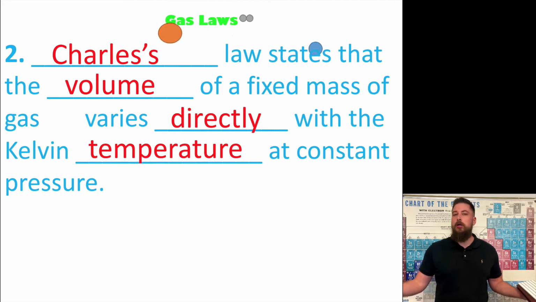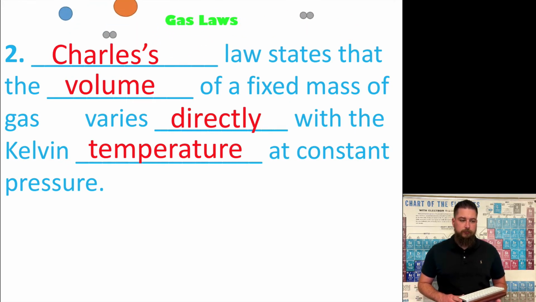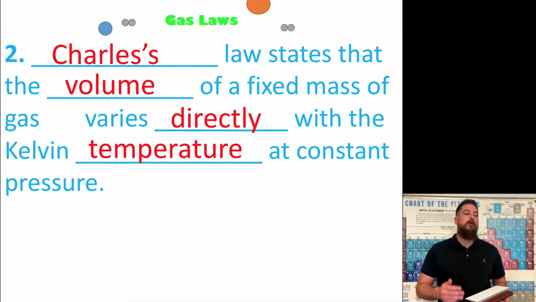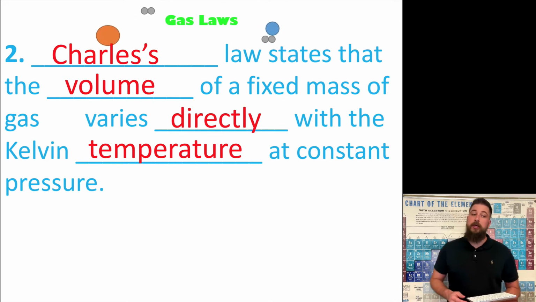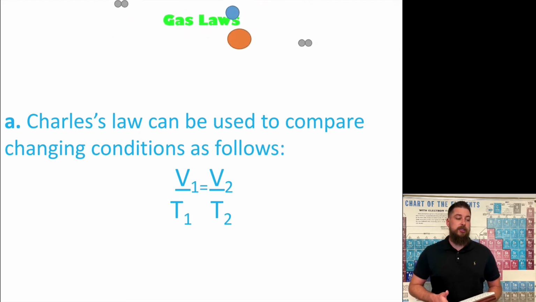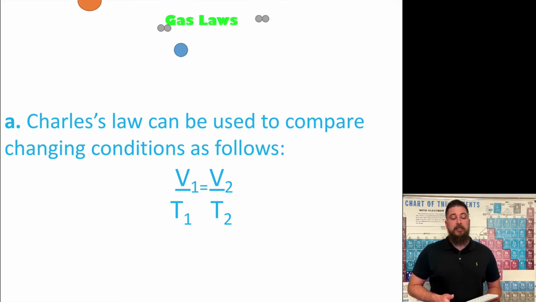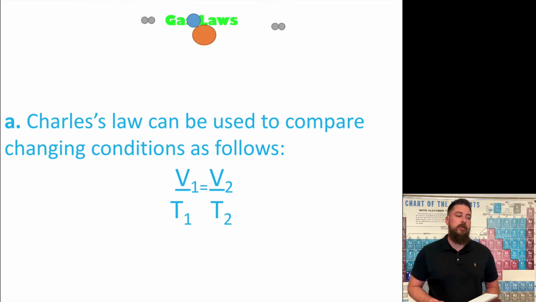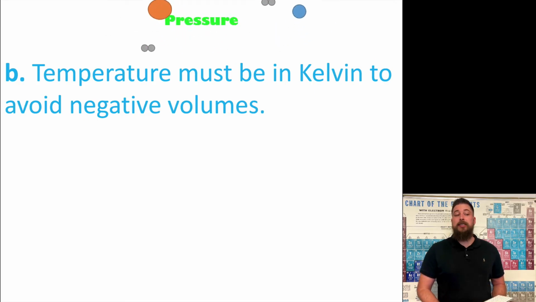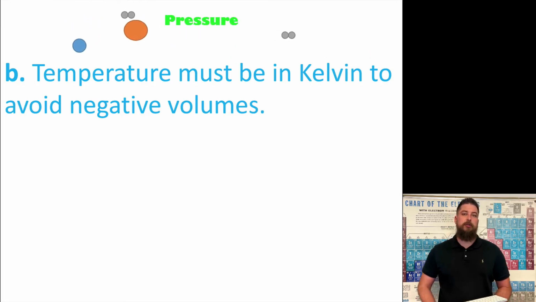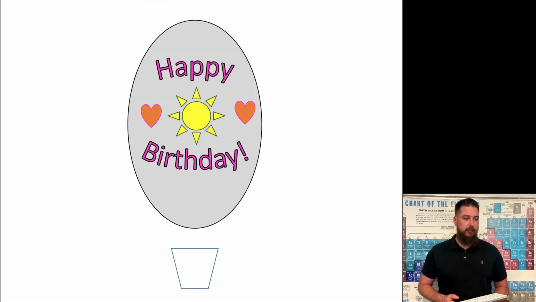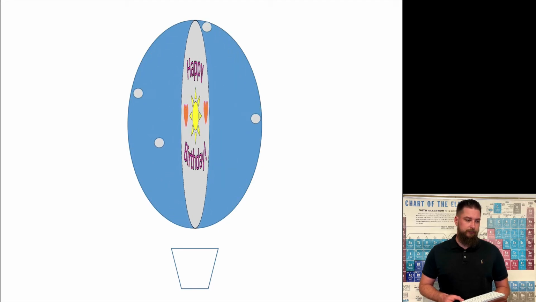Then we have Charles' law, which states that the volume is directly related to the temperature. And so the relationship between volume and temperature is a direct relationship. As you increase one, you're going to increase the other. This here represents Charles' law. Notice how it doesn't have pressure in there because we're assuming pressure is constant. Now, something to keep in mind is that the temperature must be in Kelvin. So if you are ever given Celsius, you have to convert it to Kelvin by adding 273 degrees.